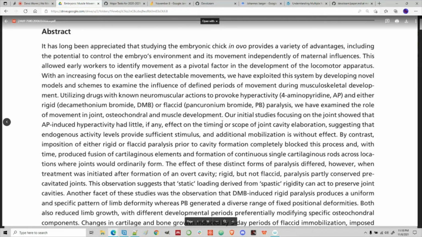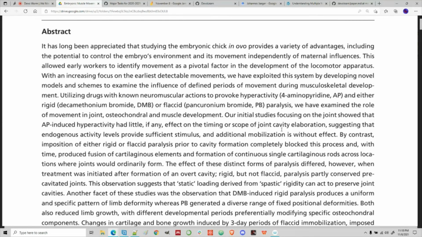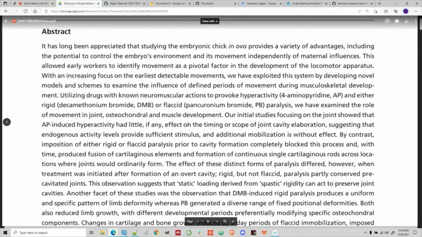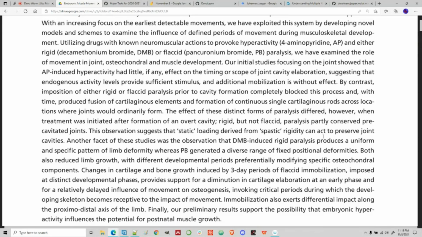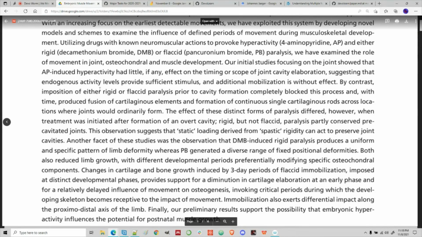Our initial studies focusing on the joint, something that you flex, showed that drug-induced hyperactivity had little, if any, effect on the timing or scope of joint cavity elaboration, suggesting that endogenous activity levels provided sufficient stimulus and additional mobilizations had no effect. So they tried to mobilize this process, but it didn't really have much of an effect. The endogenous activity was enough for it to form.